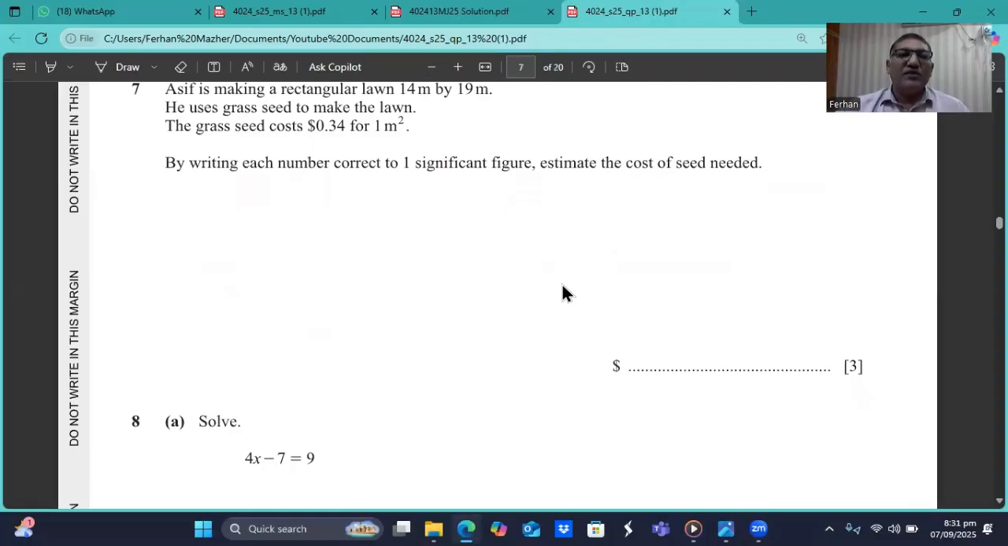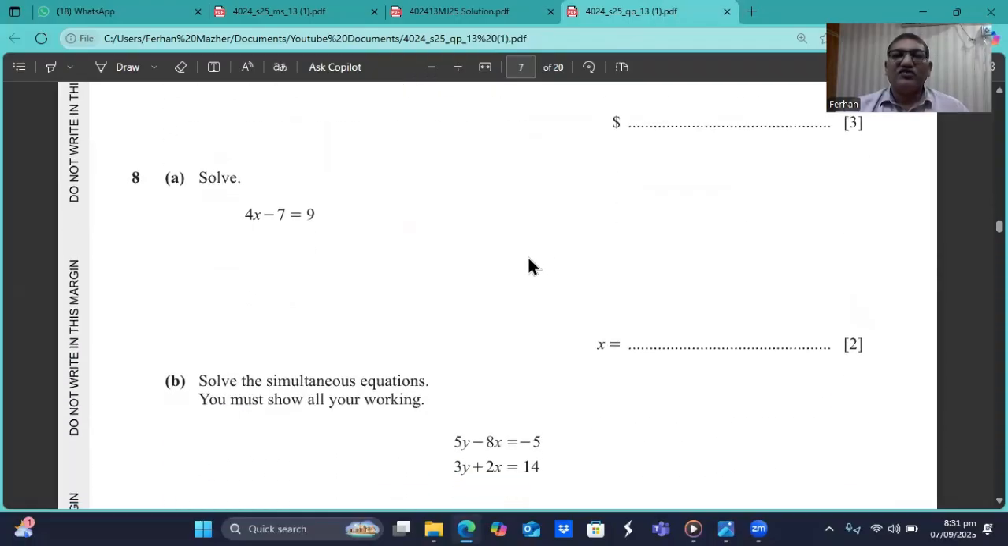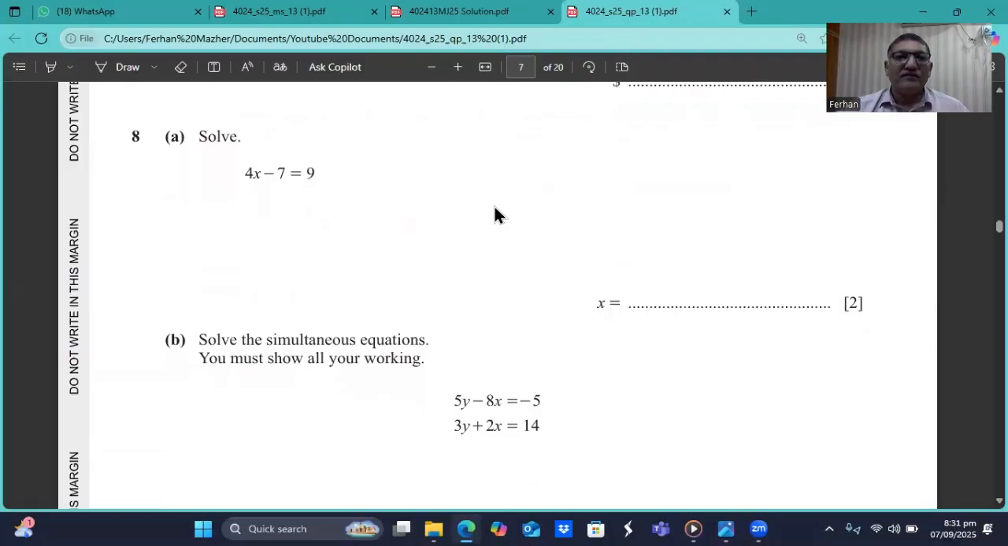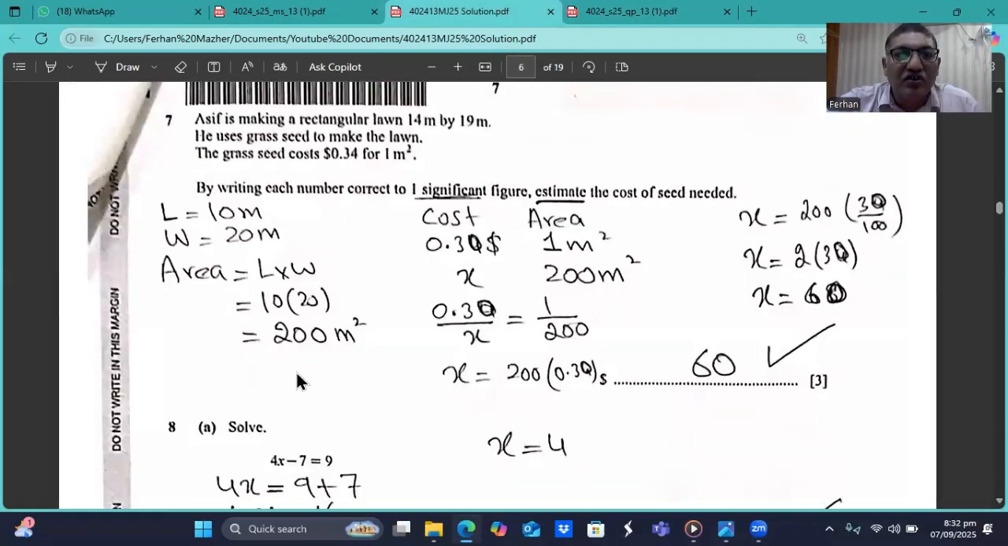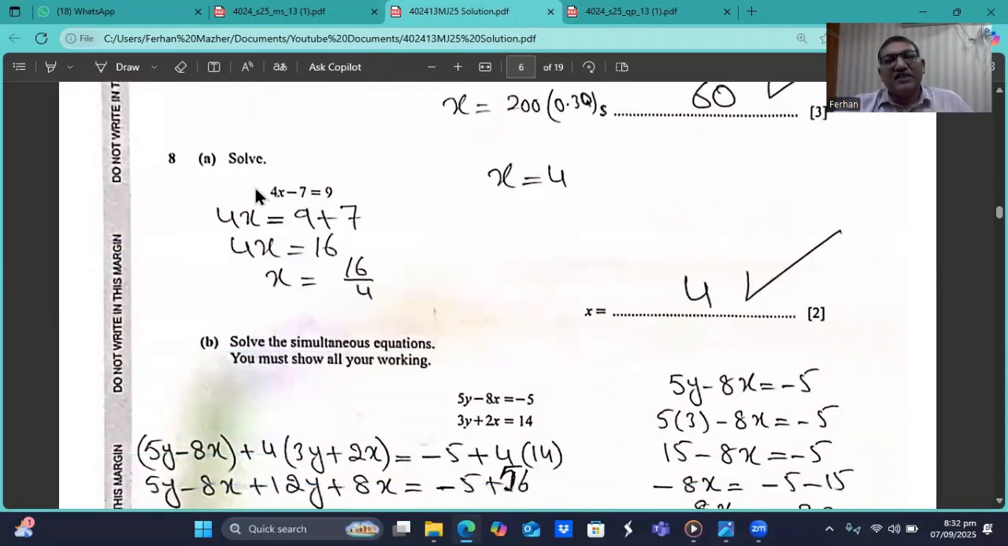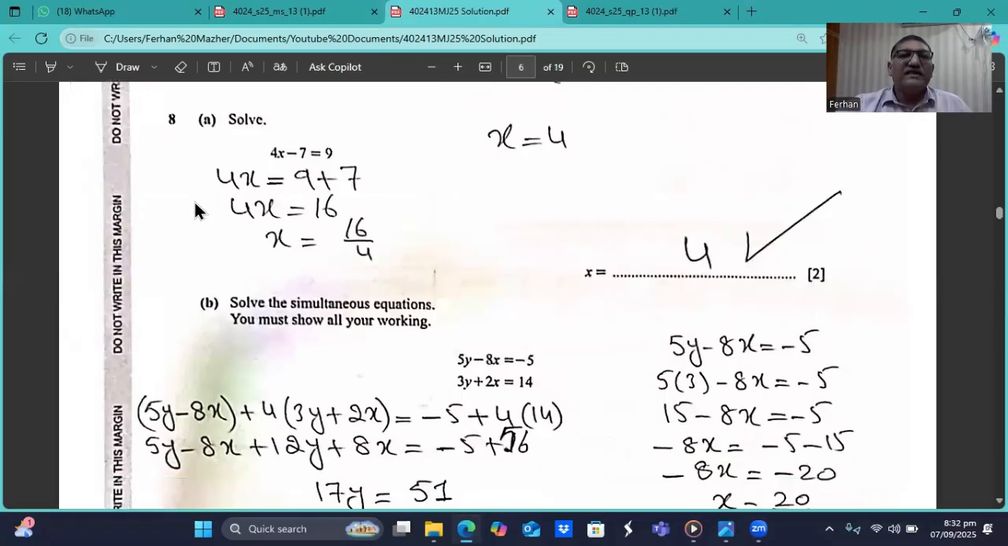Okay. So now we are going to the next question, and that is question number 8 on your screen. A linear equation is given to you, and we have to solve it. To solve it means to find the value of the variable. So we have 4x minus 7 equals 9. So we have to find the value of x from here. Very simple. We will make x the subject of the formula. So 4x minus 7 equals 9. So 4x will be equal to 9 plus 7. x will be equal to 16 divided by 4, and that is 4. The value of x will be 4.